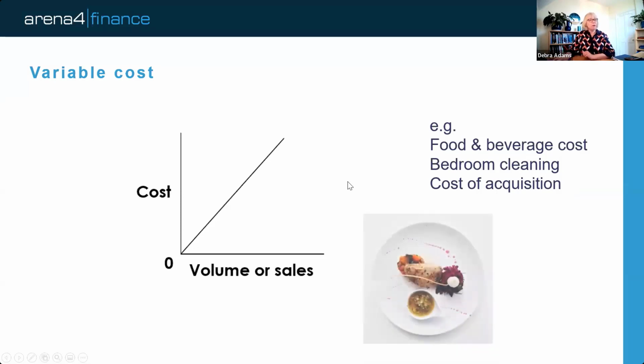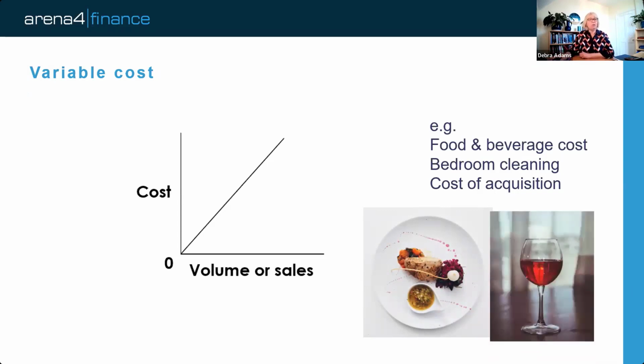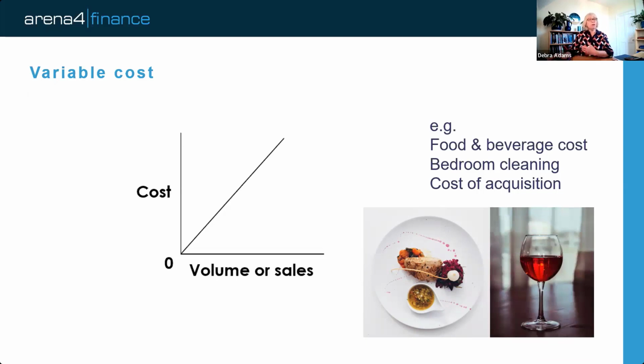So when we talk about the variable cost, we mean that additional cost you incur every time you serve a meal, for example. It's the additional cost of the food on the plate or the drink in the glass. Or it could be, in the case of rooms, the cost of acquisition, i.e. the cost we're incurring in order to generate the sale, particularly if we're using third parties like online travel agents.